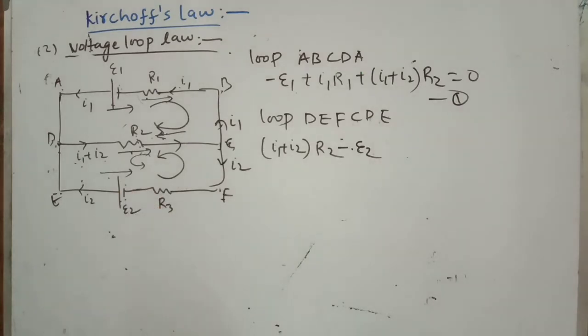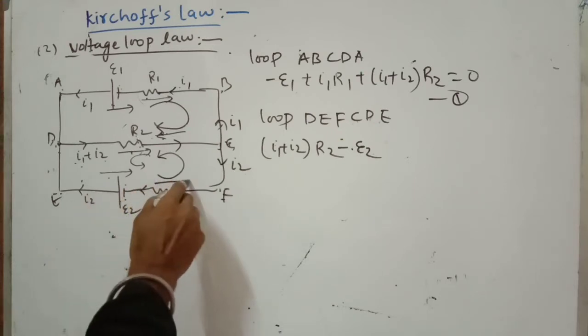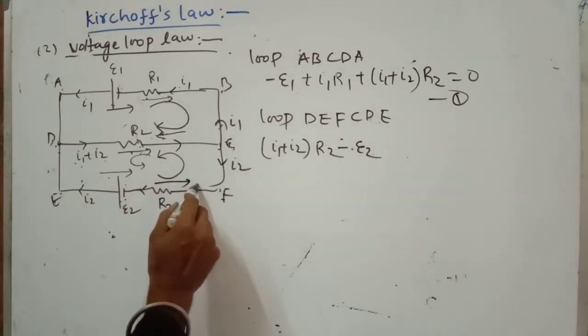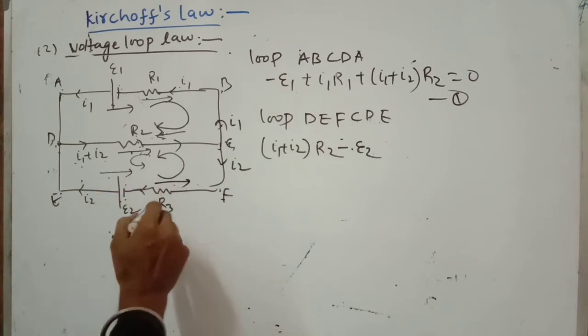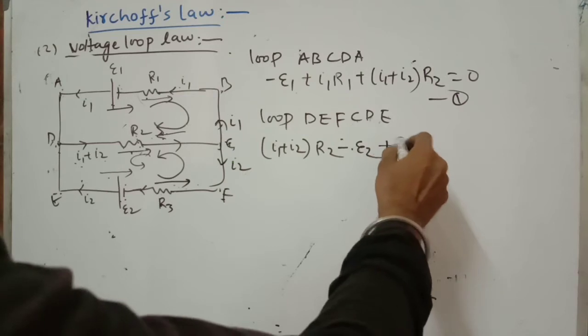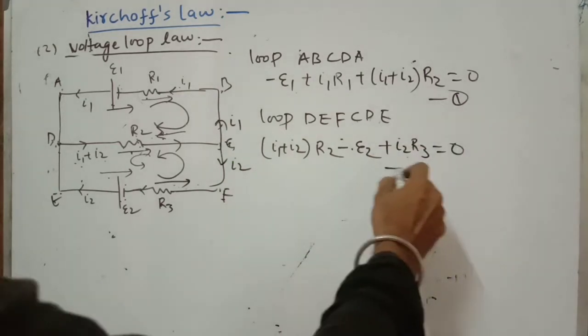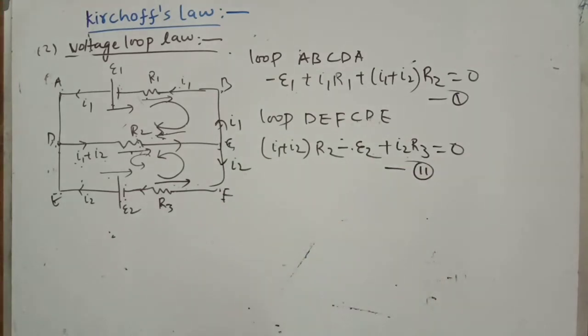Now through R3, the current direction and our considered direction are opposite to each other. So the potential difference across R3 we can write plus I2 R3, and the whole thing is equal to 0. So this is the second equation.